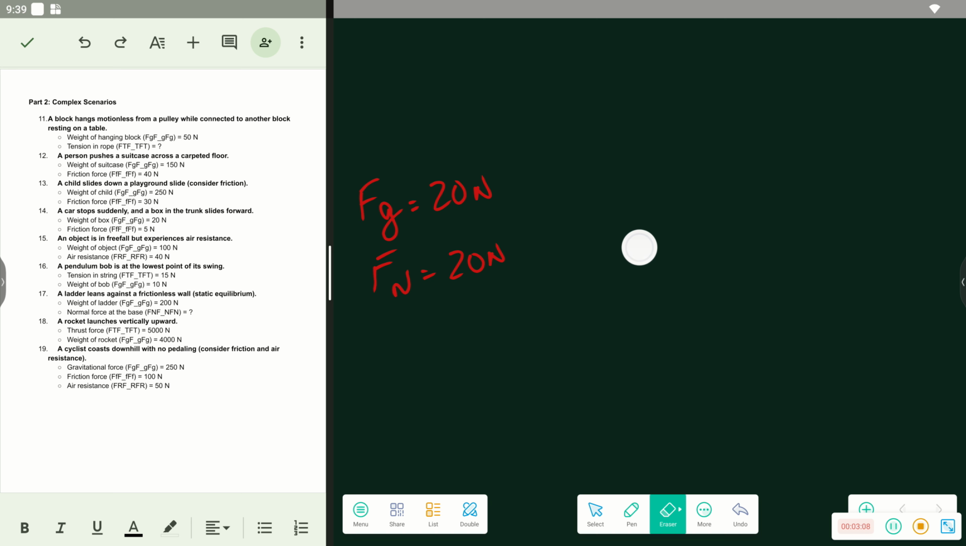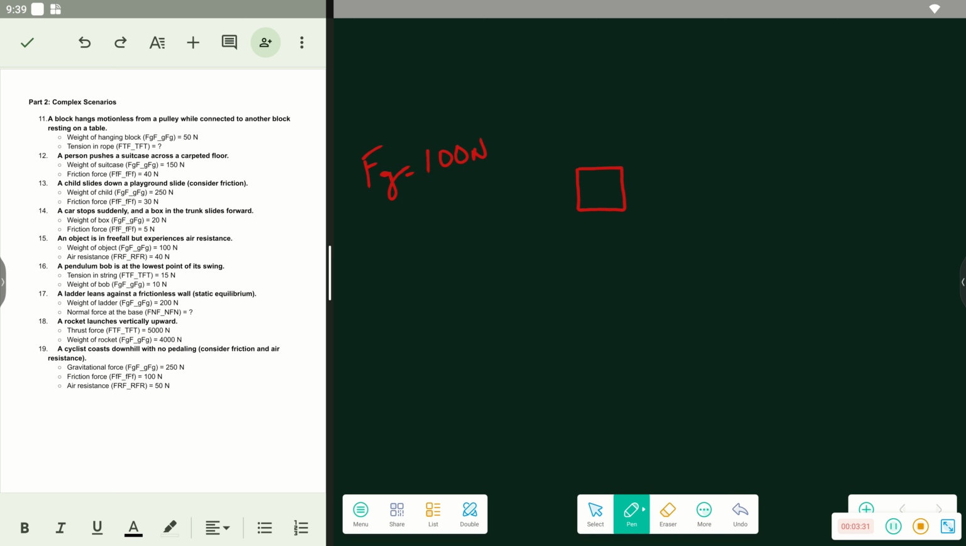Okay, so let's do number 15. Number 15: an object is in free fall but experiences air resistance. Don't ask me. So really, it's not in free fall then. All right, so the weight of the object, so the force of gravity, is going to be 100 newtons because that's what the weight is. Okay, so force of gravity, Fg, is 100 newtons.